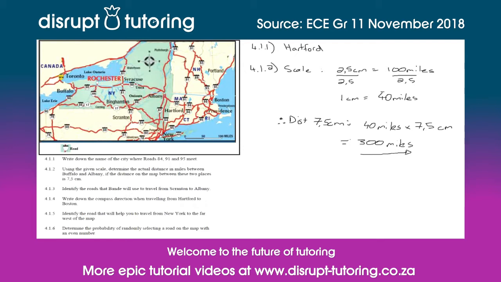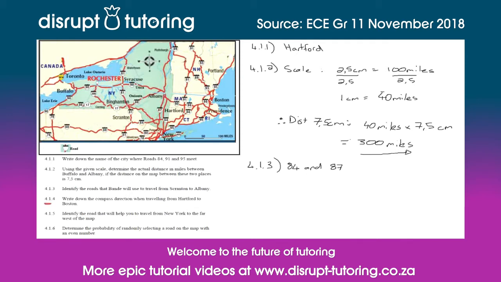But the fewer roads option would just be to use the 84. From Scranton, you go on road 84 and you go up on the 87. Both of those answers will be accepted, but for me, I'm just going to write down for 4.1.3 roads 84 and 87. Those are the two roads that I picked. So again, it's 84 and 87.